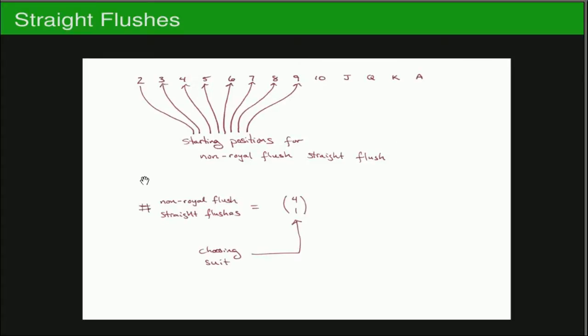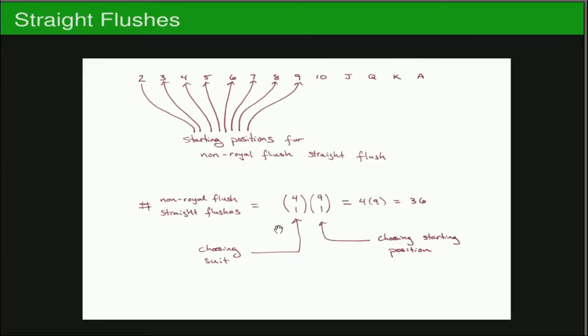So if we were going to look at how many of those we actually have, well, again, using our binomial coefficients, we've got 4 possible suits that we can have. And so how do we choose that? Well, 4 choose 1. But then also, in choosing the starting position, we've got 9 possible starting positions, and then we choose one of those starting positions. That gives us 9 choose 1.